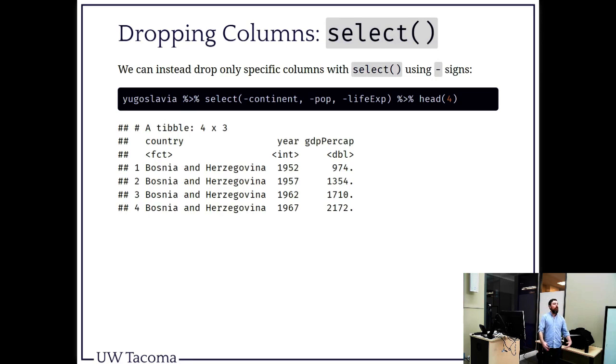So perhaps I want all my Gapminder data, or in this case my Yugoslavia data, but I just want to get rid of continent, population, and life expectancy. I just say minus continent, minus pop, minus life expectancy. What I get is country, year, and GDP per cap, the other variables in the data set. So you can do positive selection or negative selection. You obviously cannot do both at the same time, because they're opposites. But yeah, you can do positive or negative. Sound good? Straightforward, like filter.